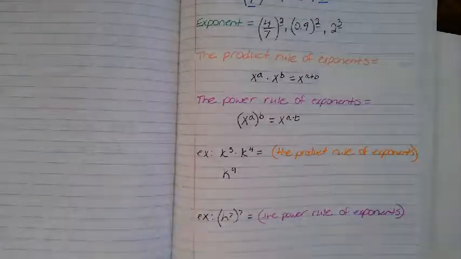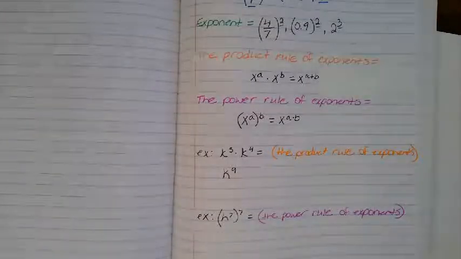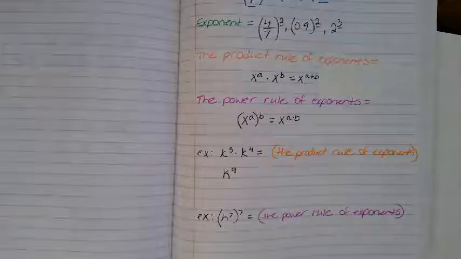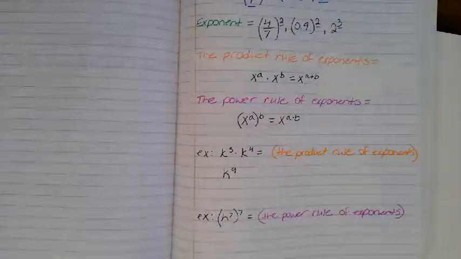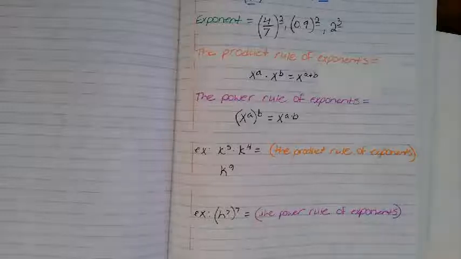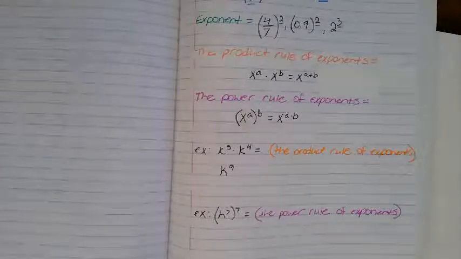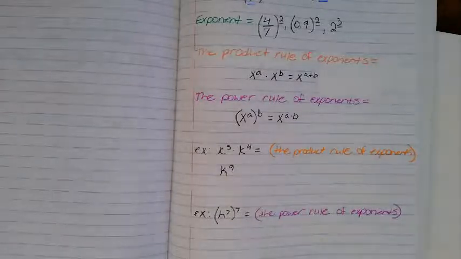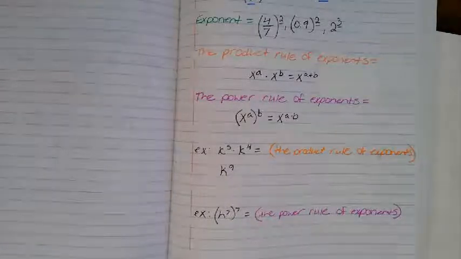Yep. It would be h to the 7 raised to the 2nd power. Raised. Power. Raised. Okay, thank you. I knew I was missing a word there. I just couldn't. You can also just say h to the 7 to the 7th power. Okay. All right. So this one's the power rule of exponents, right?